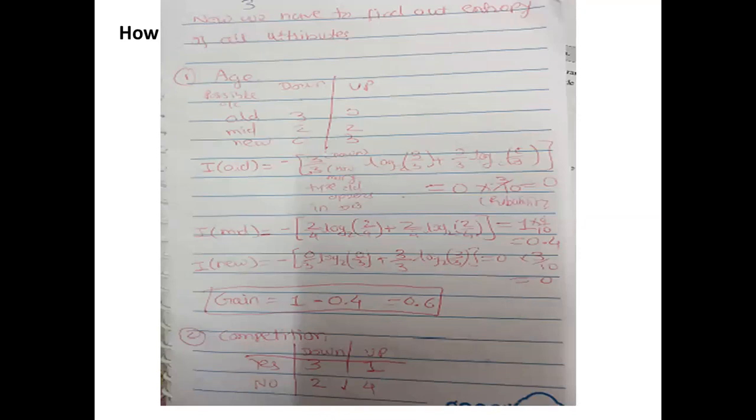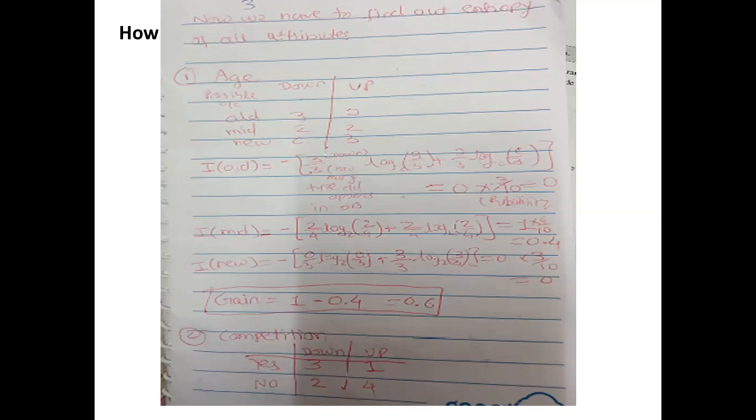So 0 multiplied by, now we have to find the entropy for this attribute. The entropy for this attribute is nothing but the information gain multiplied by the probability. The information gain that we found is 0, multiplied by the probability. The probability is how many elements are present in the database, that is 10, and old appears 3 times. So it's 3 by 10, but it becomes 0.